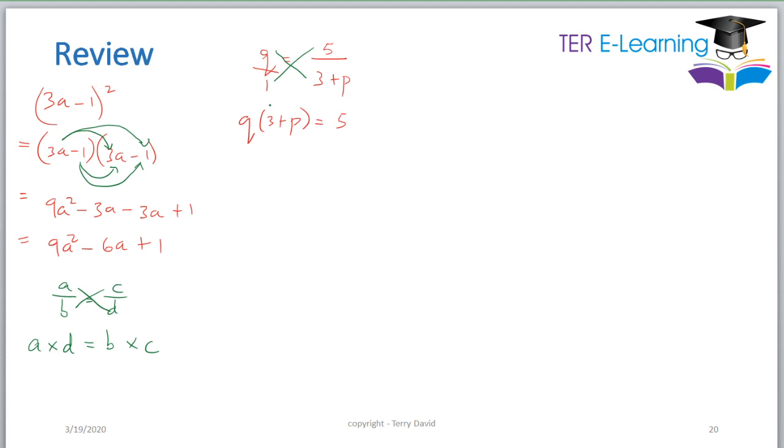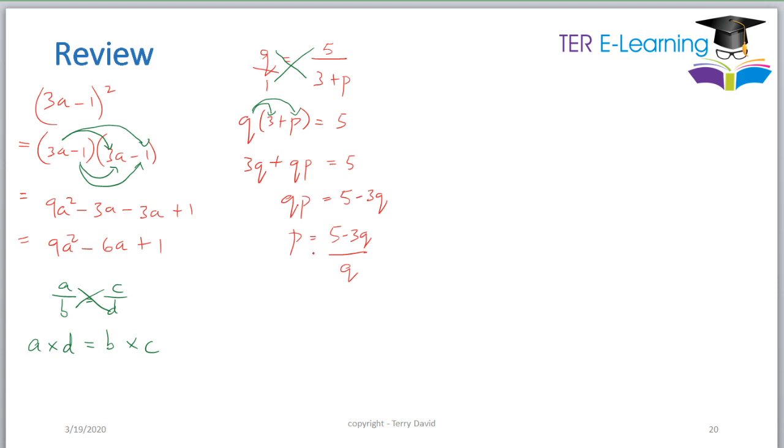Next thing we need to do, we need to remove the brackets. So we're going to use the distributive law again. So Q multiplied by 3 gives me 3Q, and then Q multiplied by P gives me plus QP, which is equal to 5. Right? Now the question is asking to make P the subject of the formula. So therefore QP is equal to 5 minus 3Q. So therefore P is equal to 5 minus 3Q over Q.